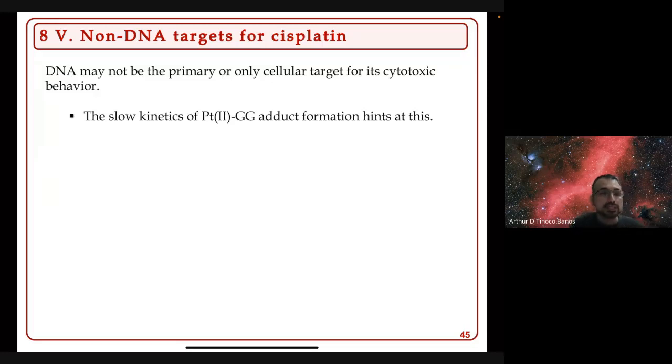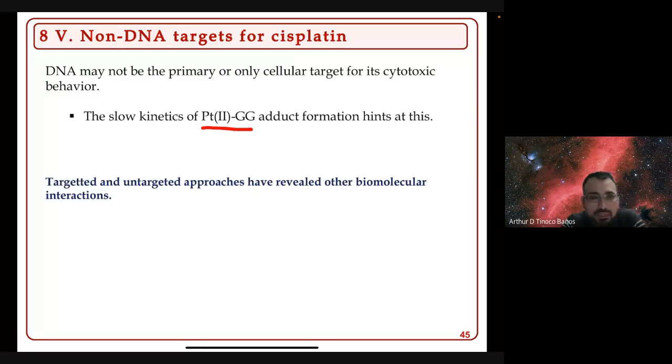One of the things that can hint at this is that it has been observed that the platination of the guanine residues is actually rather slow. And so efforts have been made to understand what are some other significant platinum-biomolecule interactions. They have a combination of targeted and untargeted approaches. What I mean by that is that there are some omics approaches just to get a general sense of where platinum is being localized within the cellular environment, to see if it's platinating proteins or where that metal is going.